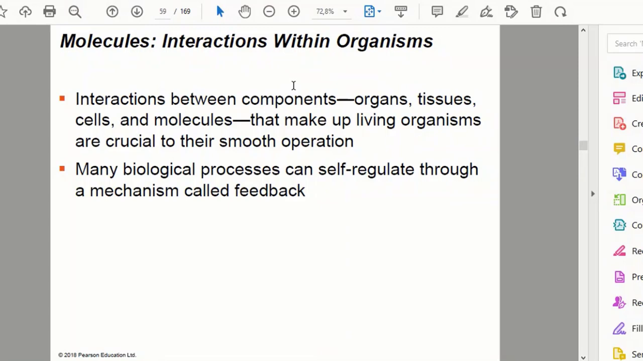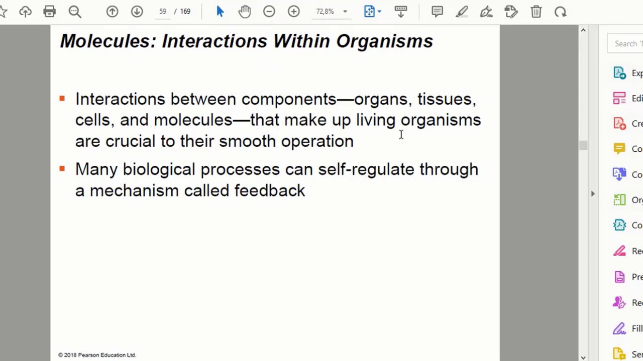These terms may look very similar, and that's where your examiner may trick you into asking a question requiring a one-word term. So give the term which describes such and such, and you might find that it is very similar but not the same. Also in the multiple-choice part, they will bring questions like this, but you need to pay attention to finer details, because this interaction between components, where organs, tissues, cells, and molecules that make up a living organism, is crucial to their smooth operation.